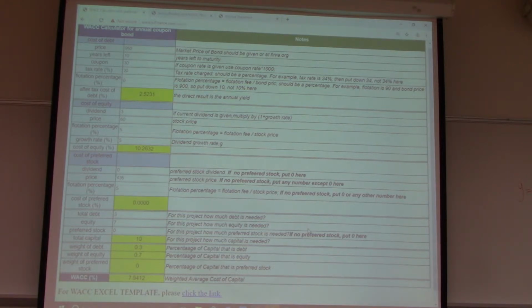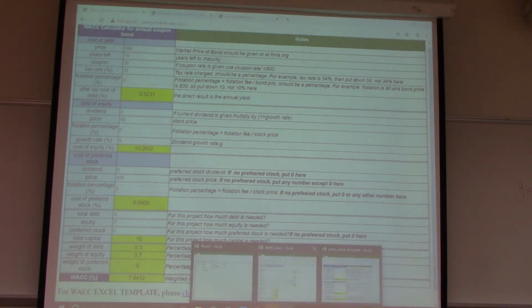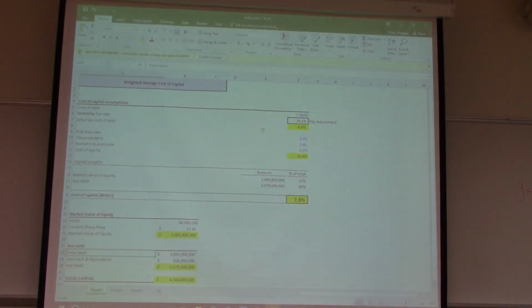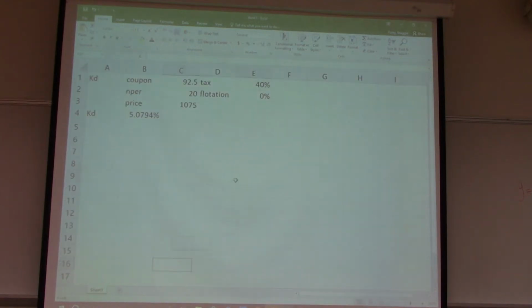How would you do that in Excel? In Excel, let's do that. Let's just start. Okay, so we need to know the cost of debt.